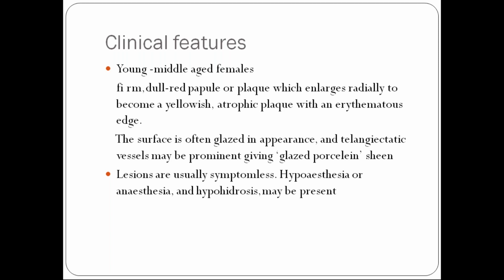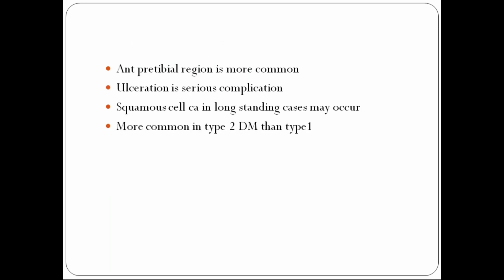Here it forms a dull red papule or plaque, which enlarges radially to become a yellowish atrophic plaque with an erythematous edge. The surface is often glazed in appearance and telangiectatic vessels may be prominent, giving a glazed porcelain-like sheen. What is glaze? That typical shine or glow will be there. Lesions are usually symptomless. Hypoesthesia or anesthesia will be present, and hypohidrosis, that is decreased sweating, may be present.